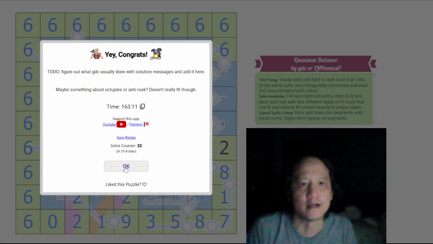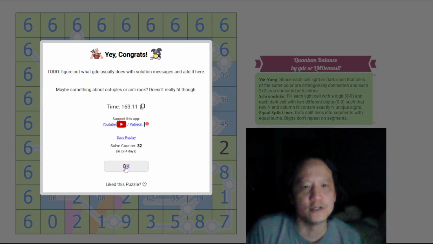To do: figure out what GDC usually does with solution messages and add it here. Maybe something about octuples or anti-rook.